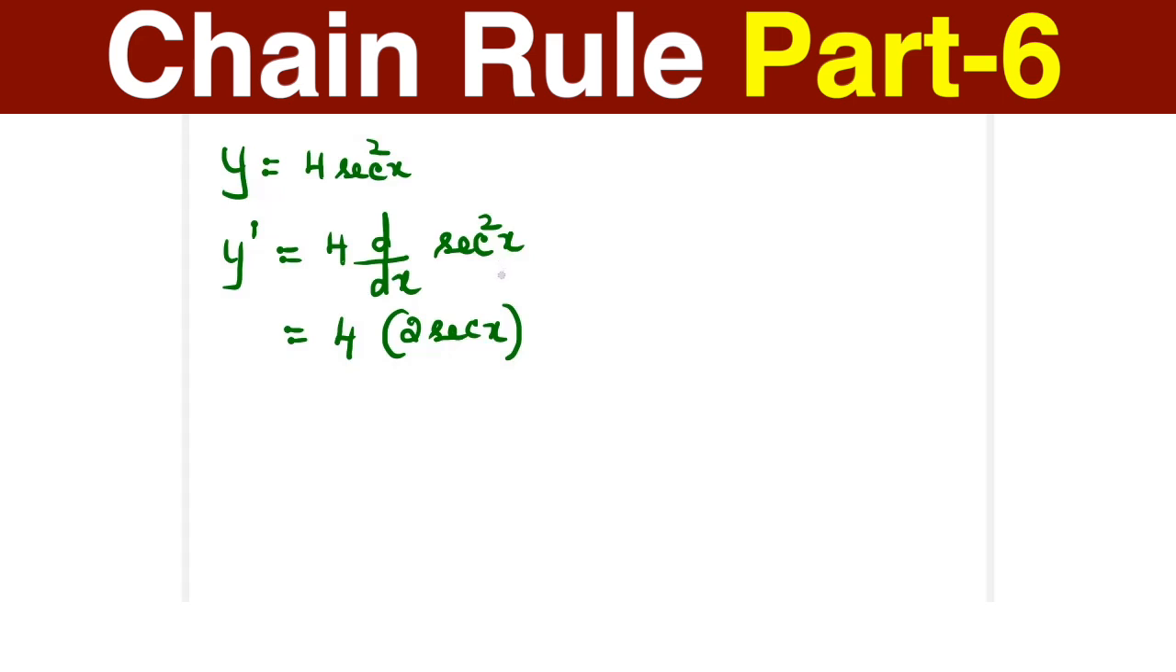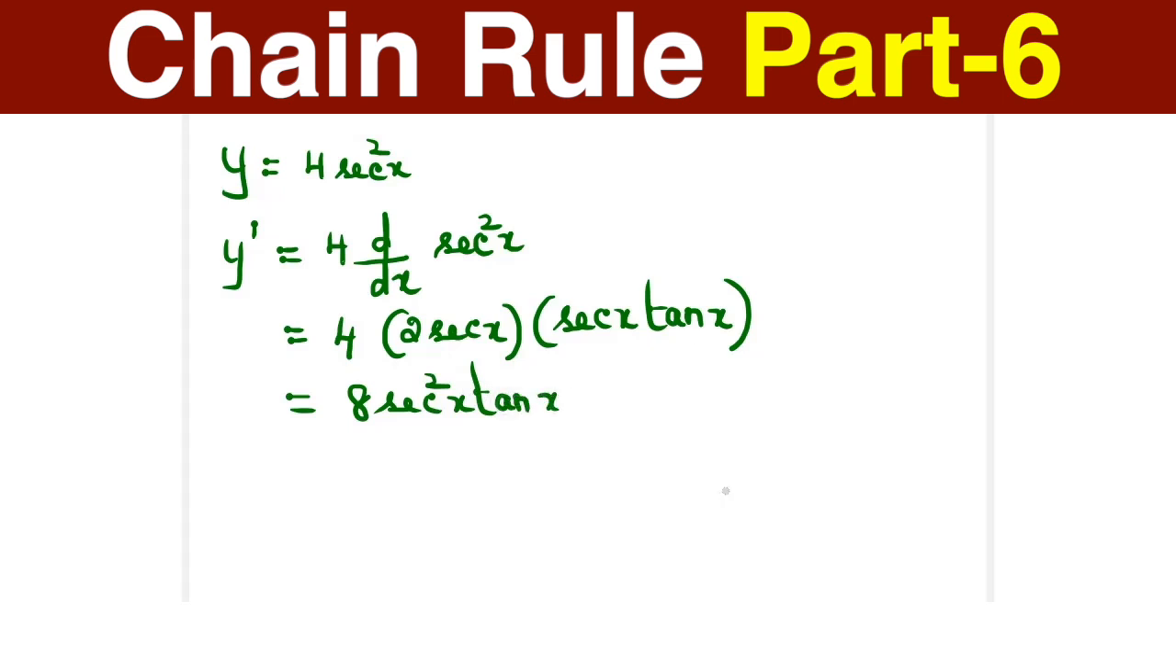This is equivalent to the step dt by dx in your chain rule. So what is differentiation of secant x? Secant x differentiation is secant x tan x. Now I can multiply the entire answer. I'm going to show this as 4 2s are 8. Secant x into secant x is secant squared x tan x. I'm just going to show this example parallelly using the concept of chain rule.